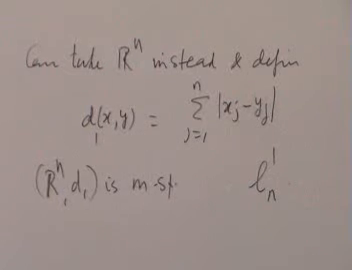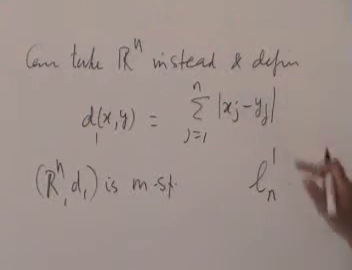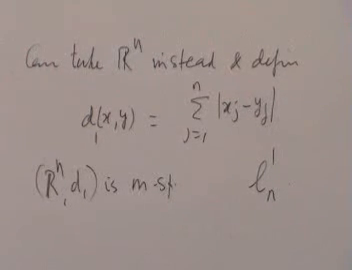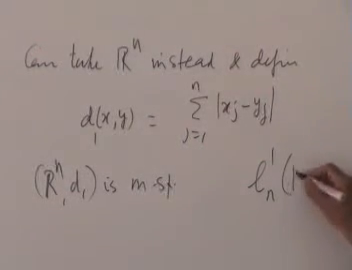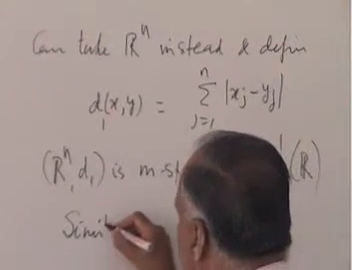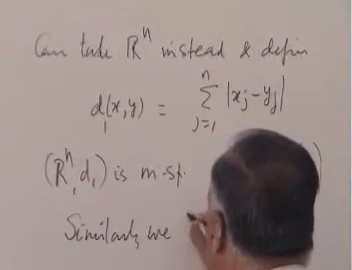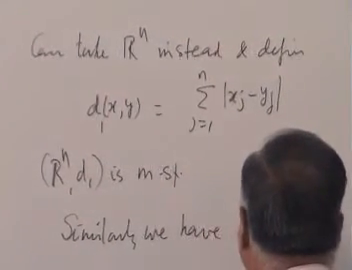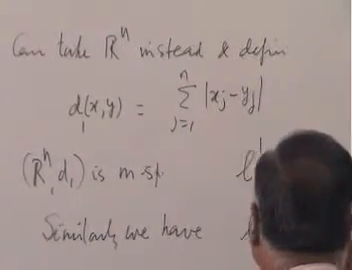That superscript 1 says now we are taking only the first powers or the first mean, and we are taking real components. Similarly, we have L1n with complex components.